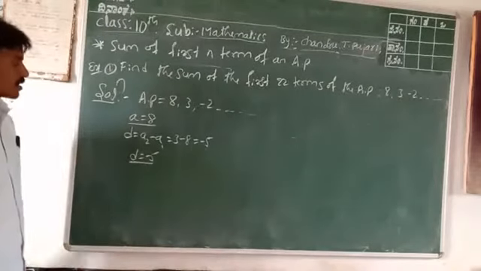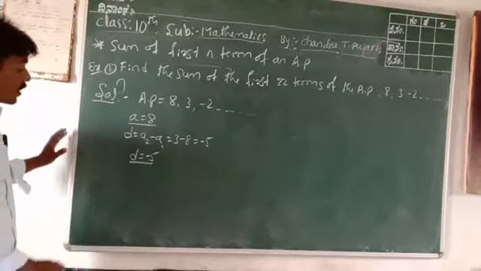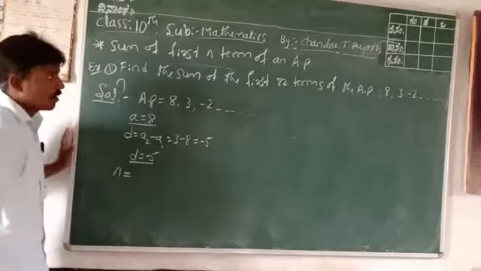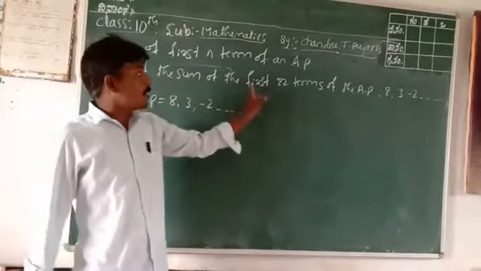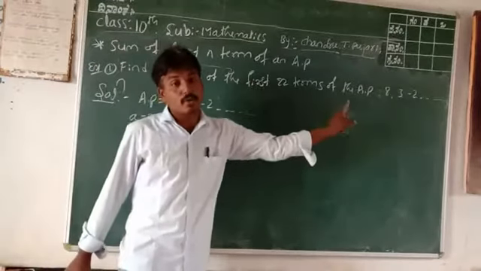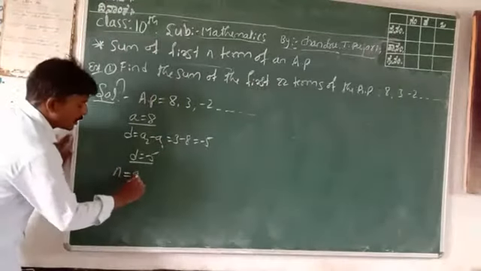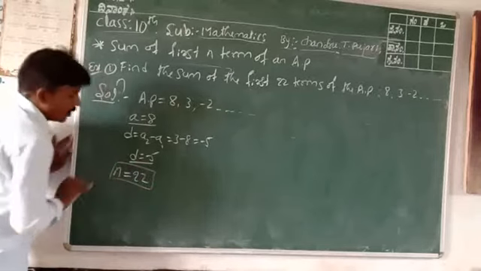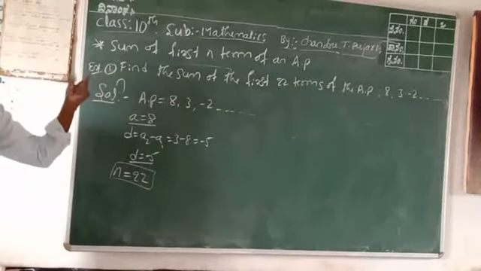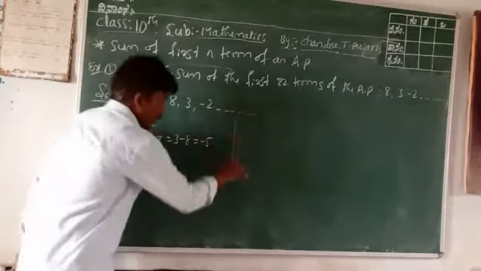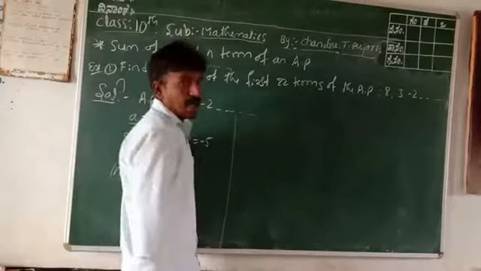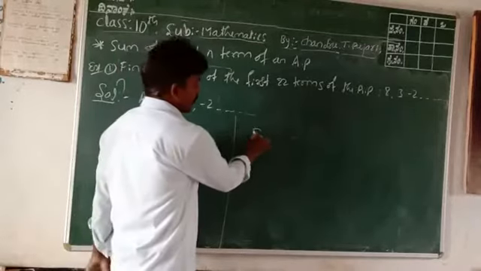A value is 8, D value is -5. But what is the N value? How many terms are here? Find the sum of first 22 terms. Therefore, N value is 22. You can find out the sum of 22 terms of the AP. Therefore, our solution is the formula. Formula is most important. Write the formula.